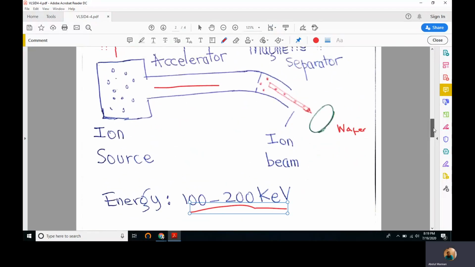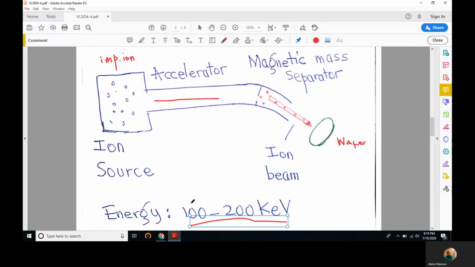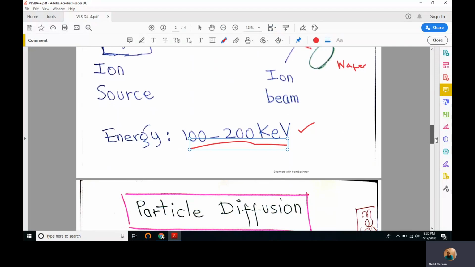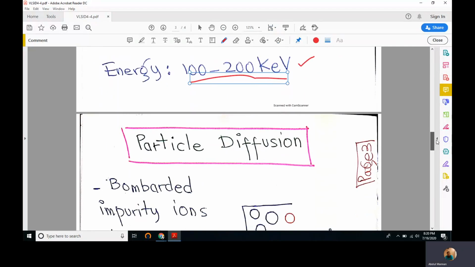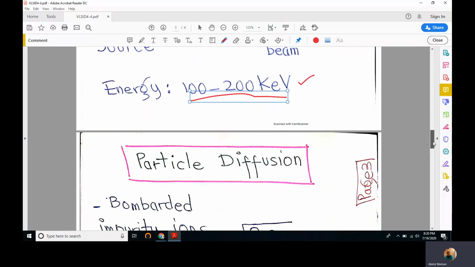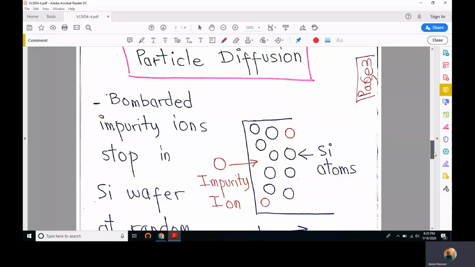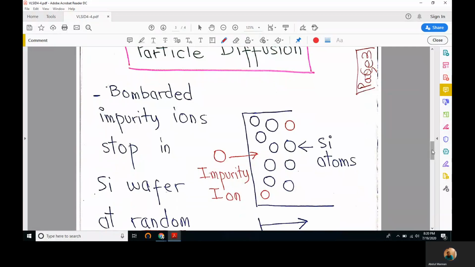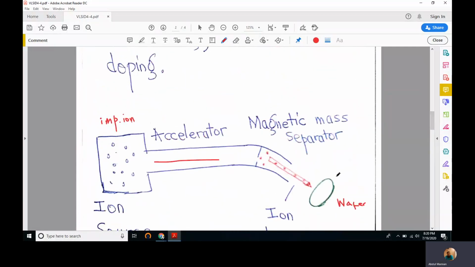So this operation is carried out when these ions have this much energy, around 100 to 200 kilo electron volts. So they're heated up, they're well heated up. So when they enter into this wafer having a very small thickness, not all ions stop at the same distance. This is the cross section of the silicon wafer.